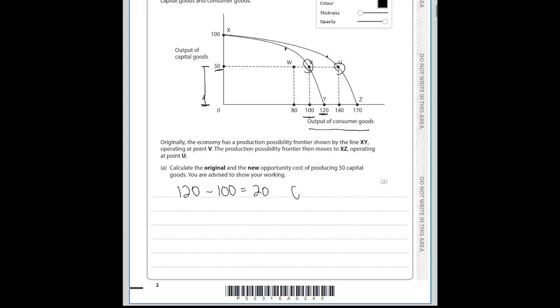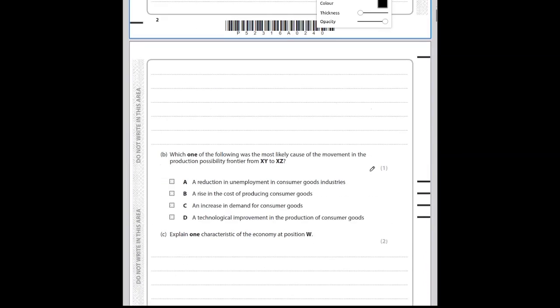That's the original. I'll say OG. Don't write OG, write original when you actually do the test. So over here then we have Z on our new. At Z, we're producing 170 consumer goods and 0 capital goods. And then we're going to subtract our number of consumer goods we are producing when we have 50 output, which is 140. So that's going to leave us with 30 consumer goods. And those are going to be the respective opportunity costs.